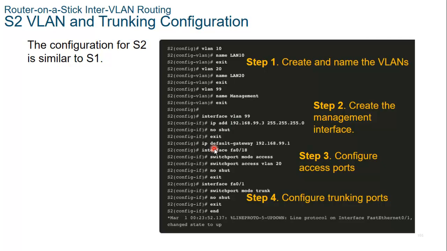And then we have to configure the default gateway for the switch, because the switch needs to send information to the default gateway, so we need to configure the default gateway for the switch. And that default gateway will be attached to the management VLAN, which is in this subnet. So if you notice, this is 99.3 and the default gateway is 99.1. After that, you configure the access ports. So here, the interface fast Ethernet 0/18 is configured as an access port, and then it is attached to VLAN 20. Interface fast Ethernet 0/1 is configured as trunk.